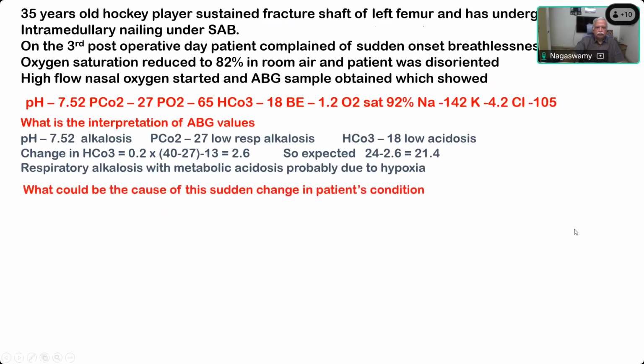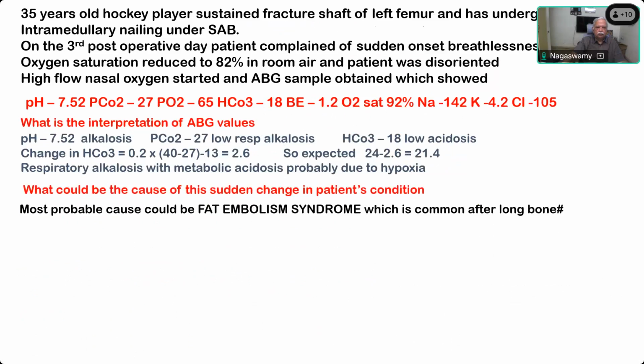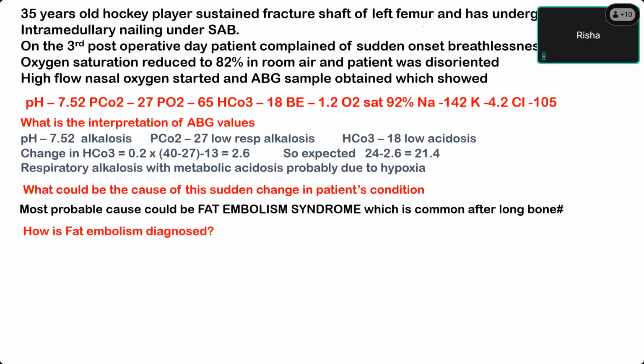What could be the cause of this sudden change in the patient's condition? Fat embolism. Fat embolism, very good, long bone. Fat embolism syndrome, which is common after long bone fracture. How is fat embolism diagnosed? If this is fat embolism syndrome, what are the points to confirm your diagnosis? Fever, tachypnea, presence of petechiae, hypoxemia. What are the triad? Three things which are very classical for fat embolism.